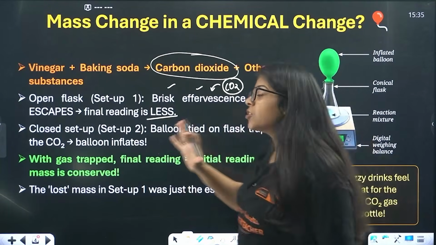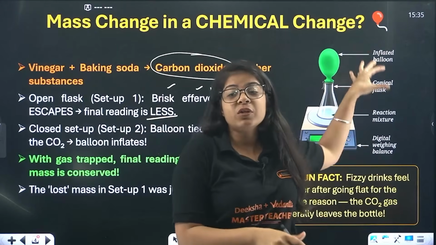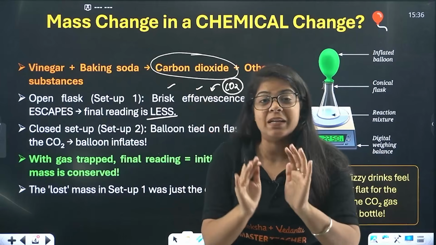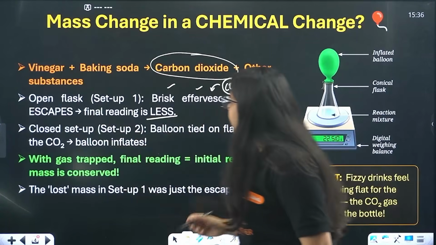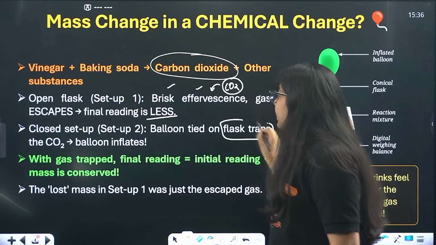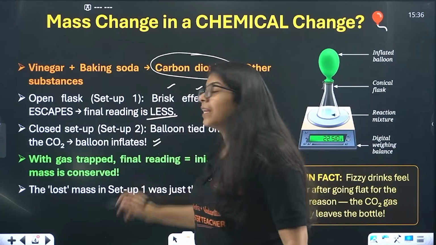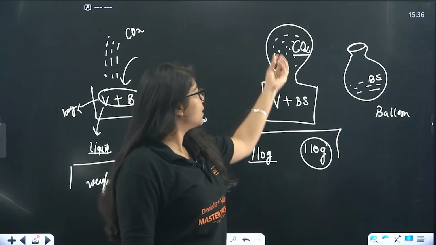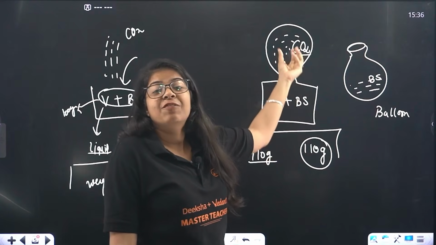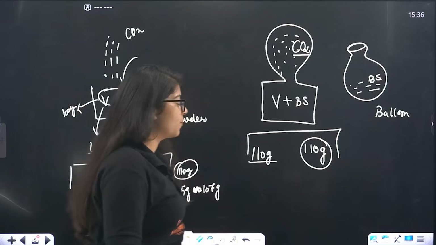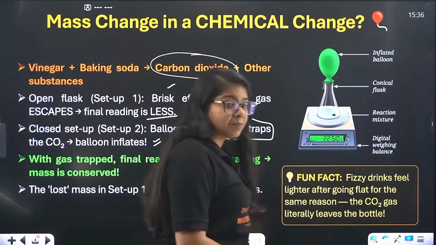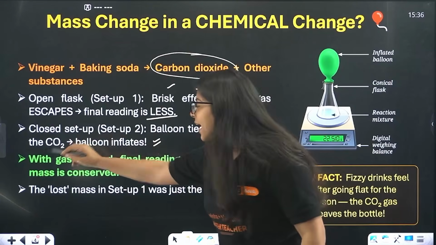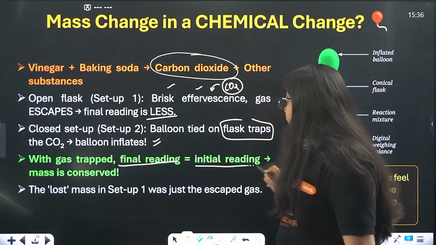In the second case, it's a closed setup. Closed setup means a balloon is there at the mouth of the beaker. So closed setup is a balloon tied on the flask, which traps the CO2 and the balloon inflates. One more thing: when this CO2 comes out, obviously due to the reaction, it inflates the balloon and the balloon gets bigger. That's how we see that something is happening, but the weight is not changing. So weight remains the same.